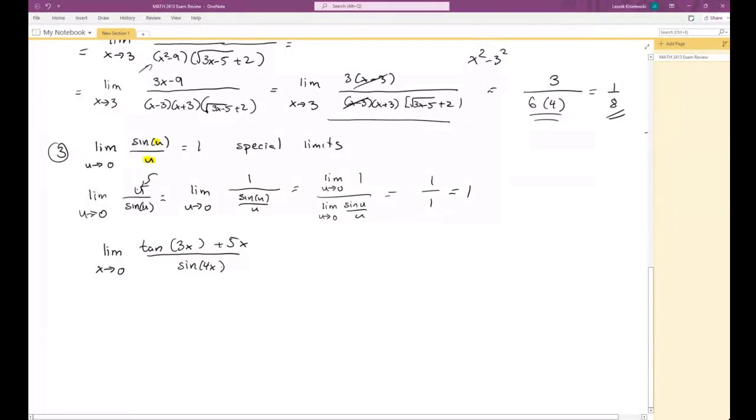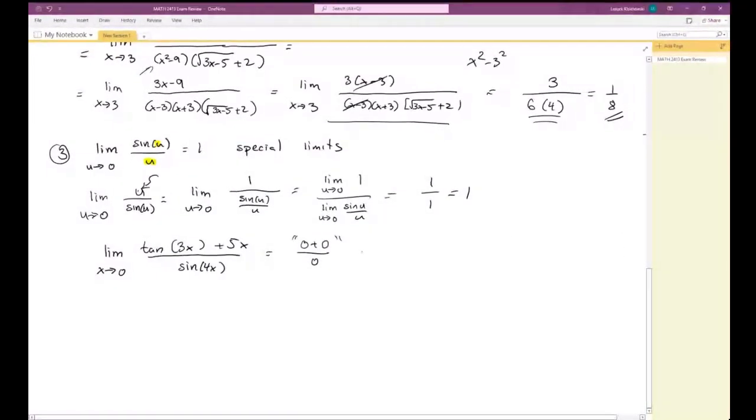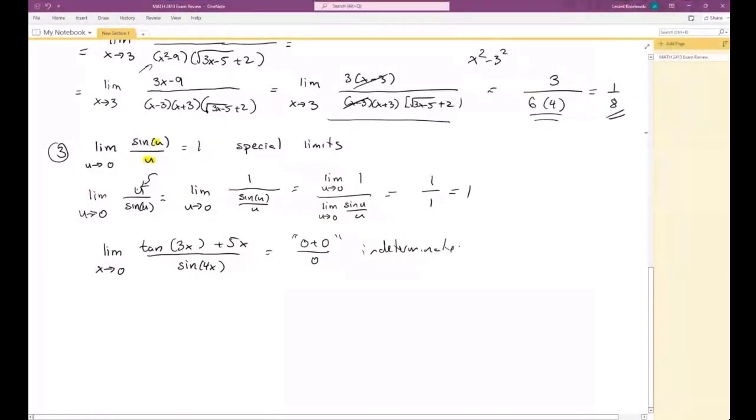So if we evaluate directly, of course, we get tangent of 0 plus 0 over sine of 0. So that's indeterminate. And we can't use L'Hopital's rule yet, if you know it. So, seeing that we have sine and tangent, which can be written in terms of sine and cosine, we're going to force our special trig limit in there.